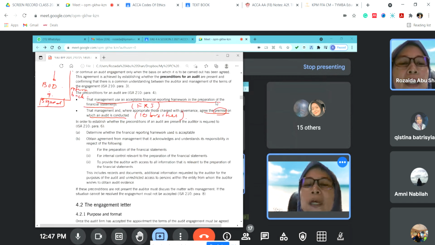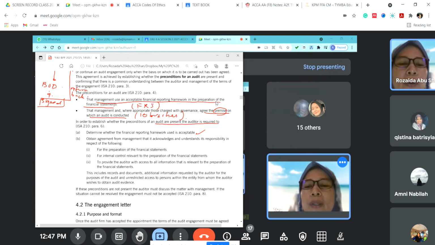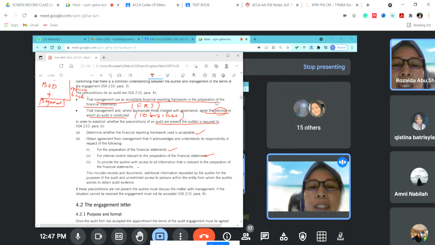And then, in order to establish whether the precondition of an audit is present, the auditor is required to determine whether the financial reporting framework used is acceptable. So this is the auditor's duty. The auditor is required to obtain an acknowledgement from management that it understands its responsibility in respect of the following: preparation of financial statements, internal control, and to provide the auditor with access to all information that is relevant to the preparation of financial statements.